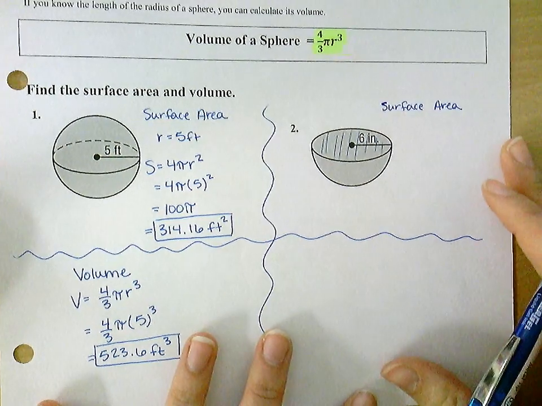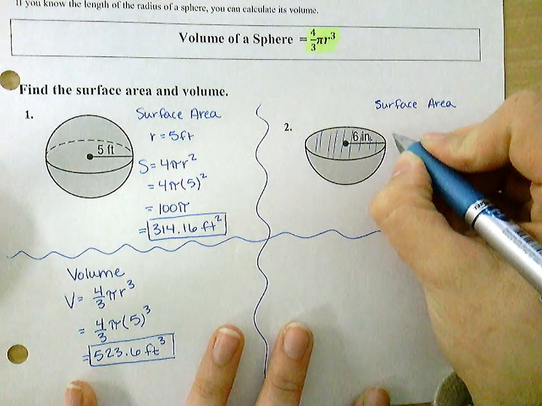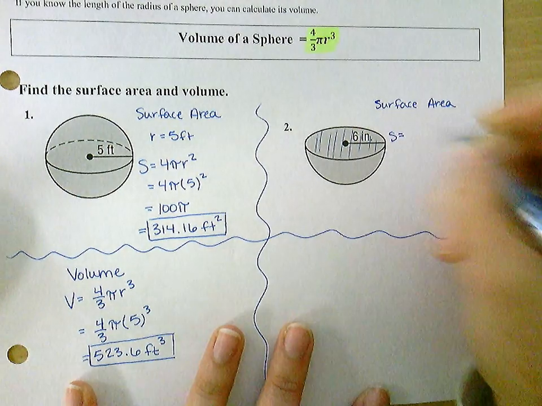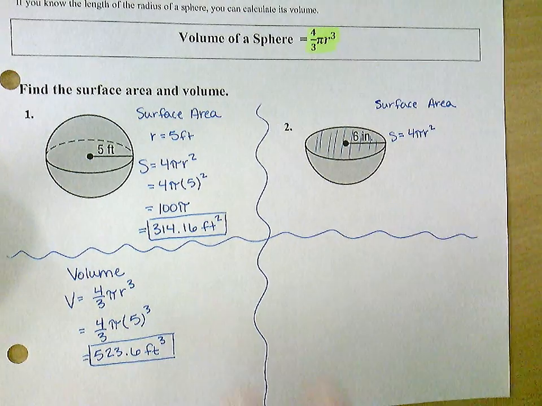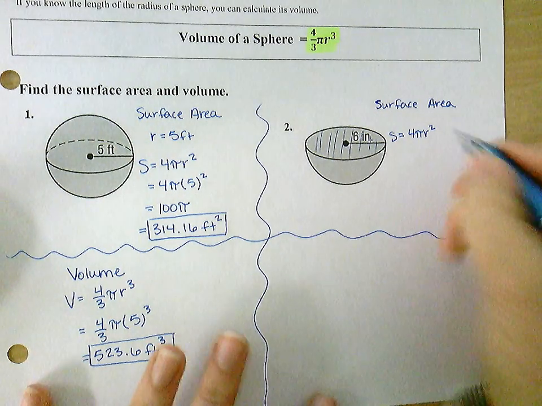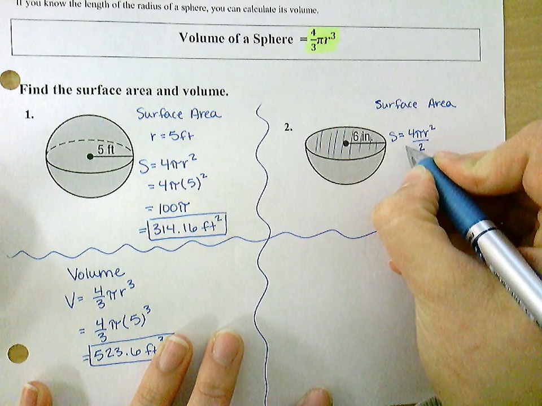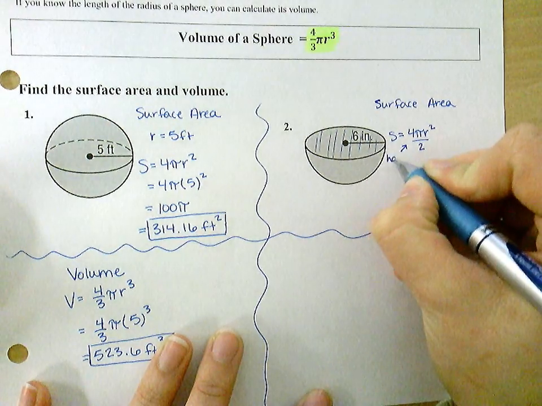Okay, so I'm going to write that out. So we would have our surface area as our 4 pi r squared, right? That's our surface area of a sphere. We have to divide that by 2 because we have a half sphere. Okay, so dividing by 2. This is because we're taking half of that sphere.